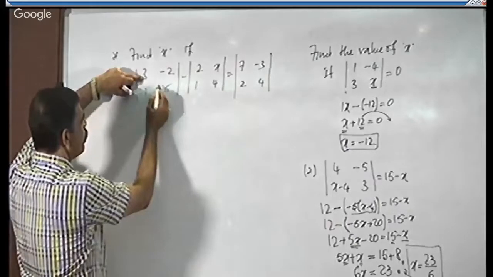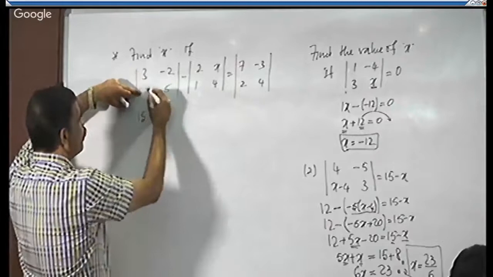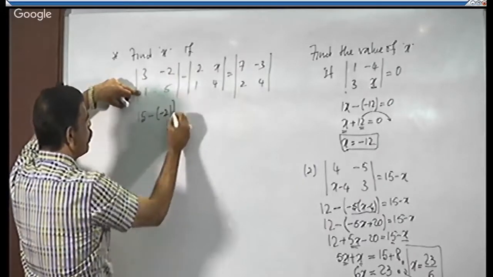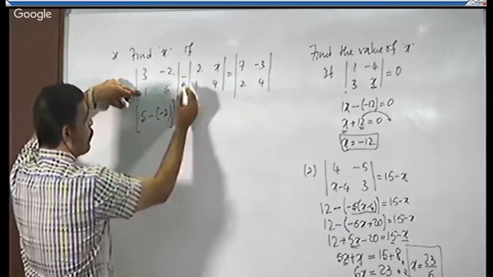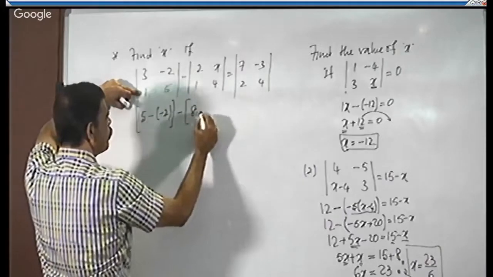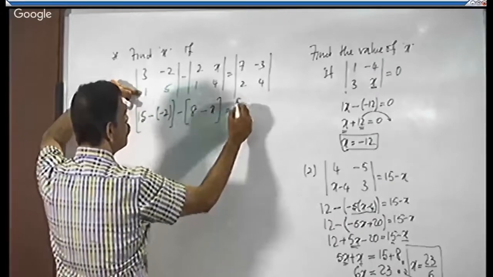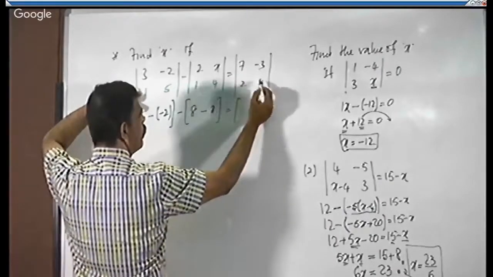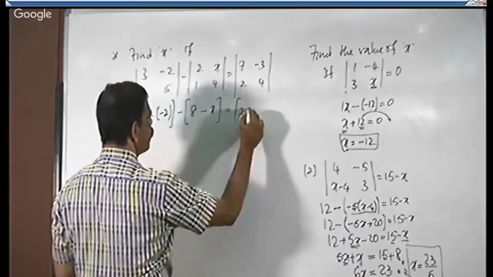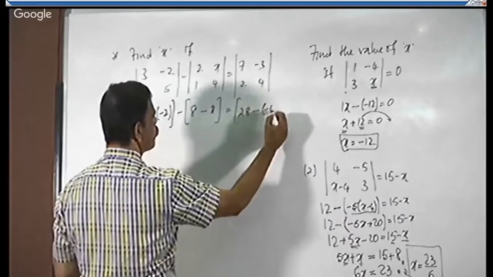For the first determinant, it is 3 into 5, 15. Put the formula minus 1 into minus 2. It is minus 2 only. Then write it in a bracket. Minus of, put another bracket. 2 into 4 is what? 8 minus 1 into x is x. It is equal to 7 into 4, that is 28. Minus of 2 into minus 3, it is minus 6.